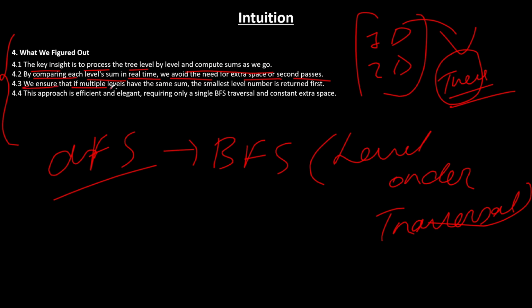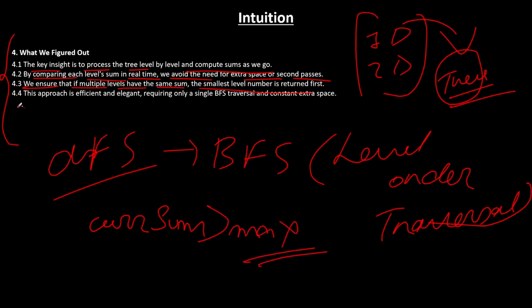And we ensure that if multiple levels have the same sum, the smallest level number is returned. This is done by using the strictly increasing condition: the current sum is strictly greater than max. This approach is efficient and elegant, requiring only a single BFS traversal and constant extra space. Fine. So I hope you understood the intuition. Now let's move to the next slide.